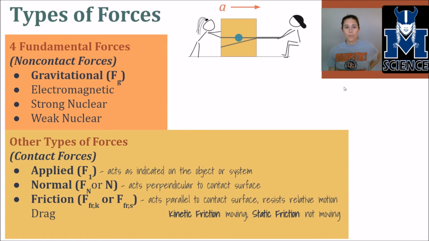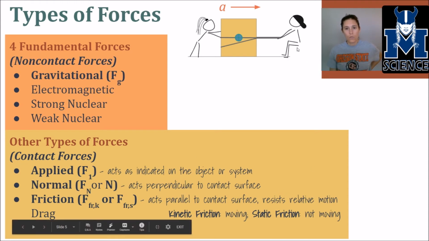Okay, we also have friction forces. Those act parallel to contact surfaces and always resist the motion. So if you're applying a force on an object, we'll look at the picture. They're applying a force in this direction. That friction force would never be an additive force and propel the box, right? That friction force is going to resist that motion and act back in the opposite direction of the way that they're pushing. So it resists relative motion.